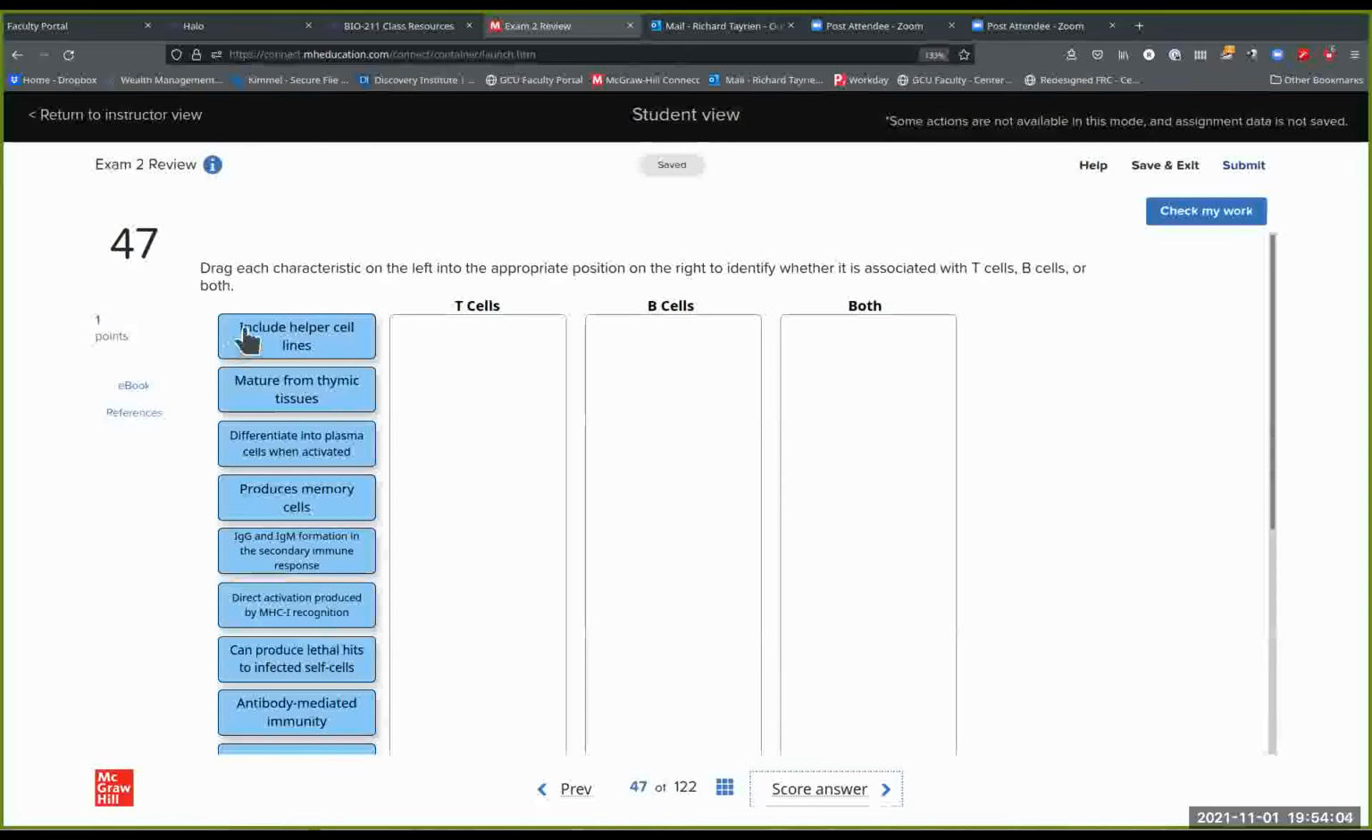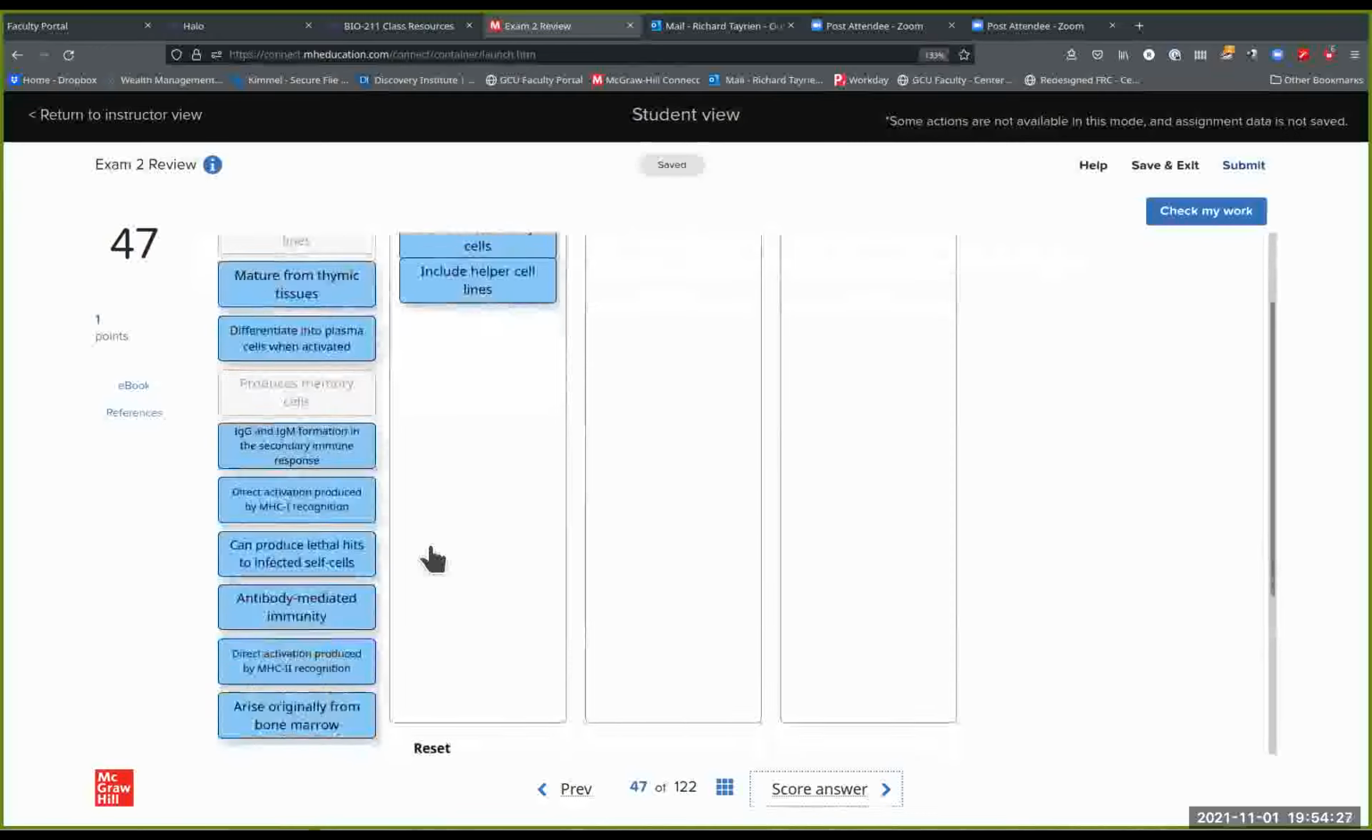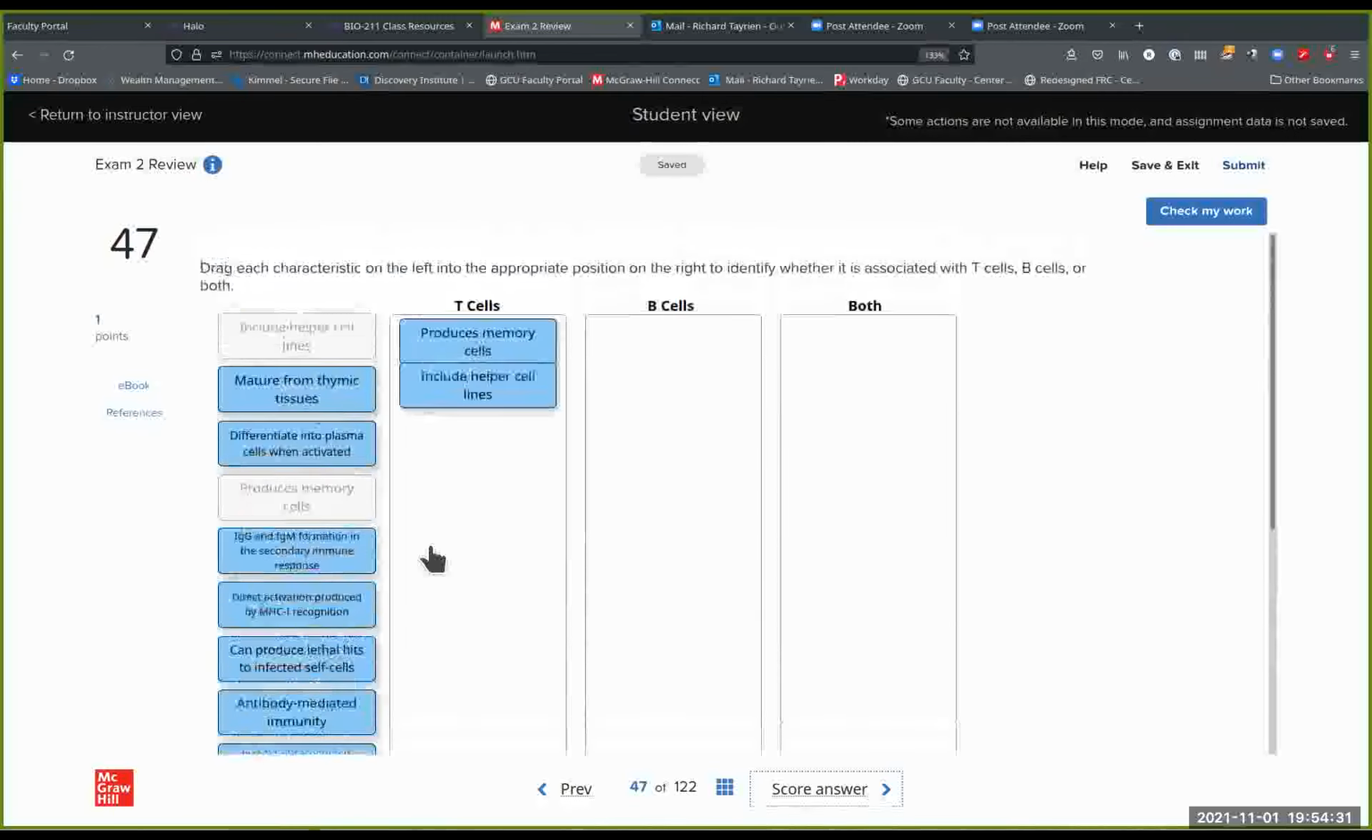Okay, include helper T cells lines. Which are those? It's one of the 4 different types of these cells. So T cells have 4 different types. One is helper, produces memory cells. That's also T cells. Antibody mediated immunity, always think B cells.